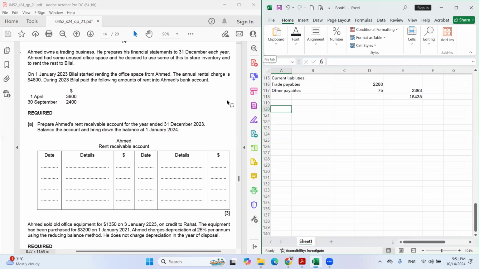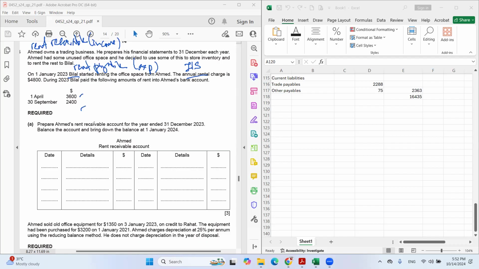When they say the annual rent, this refers to the income statement item. From Ahmad's point of view, this is a rent receivable. From Bila's point of view, this is a rent payable. So you have to be careful what the questions ask. This one is an income. This one is an expense. Now next, during 2023, Bila paid the following amounts to Ahmad's bank account. There are 2 payments made.